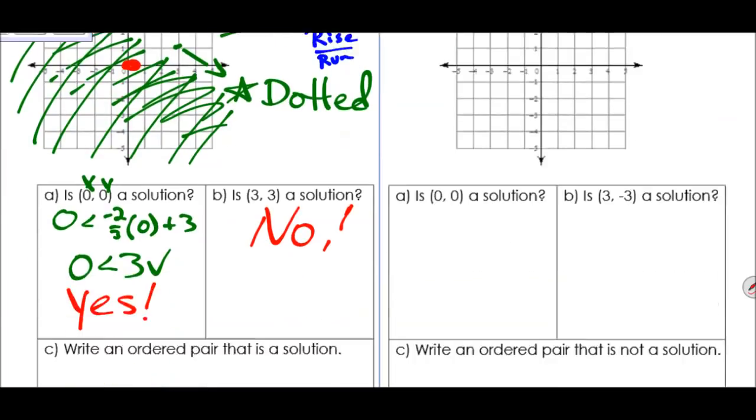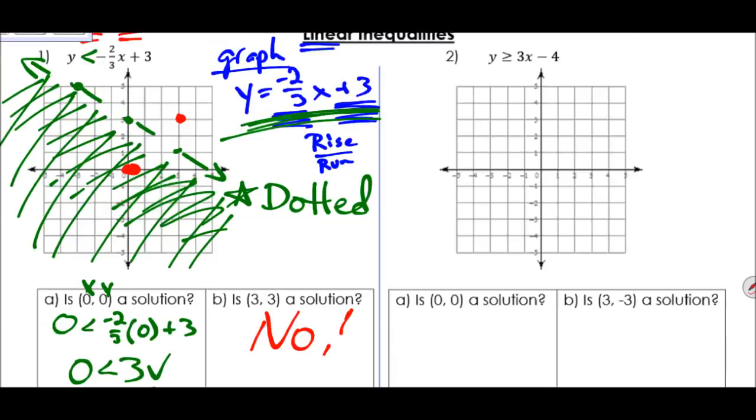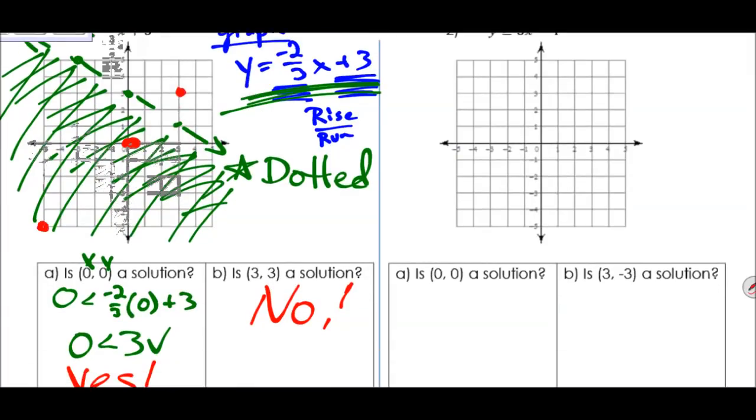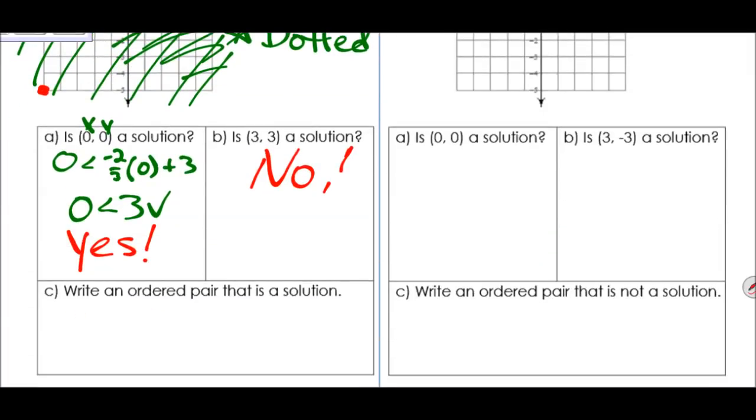And then I'm asking you here just to make up an ordered pair that is a solution. I'm going to make up any random one. Let's say negative 5, negative 5. That's definitely in the shaded area. Negative 5, negative 5. That's what a solution means when we're talking about these linear inequalities. Anything in the shaded area.